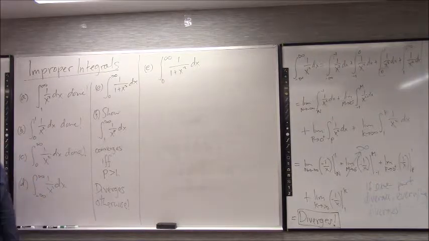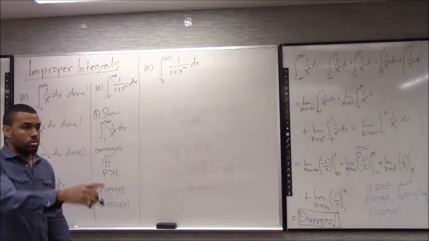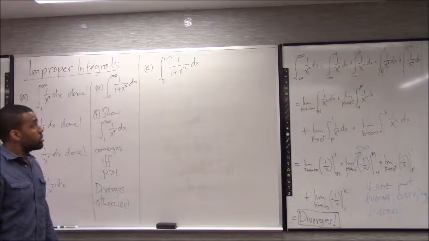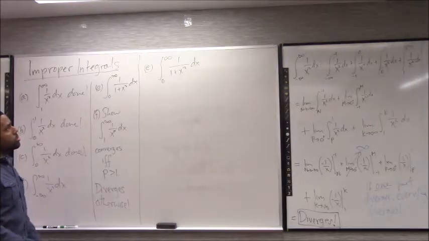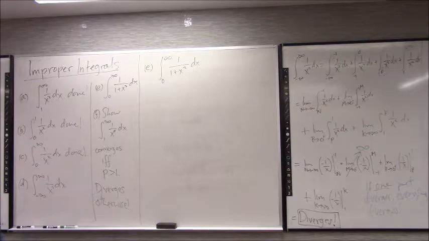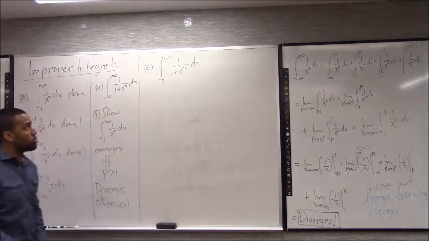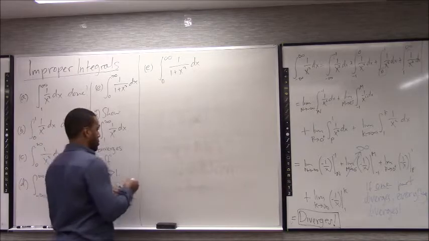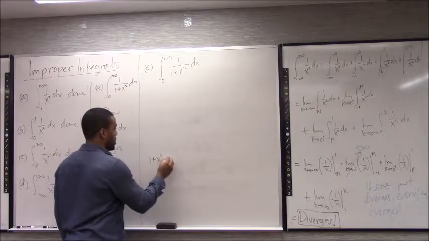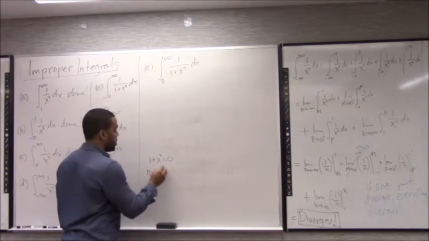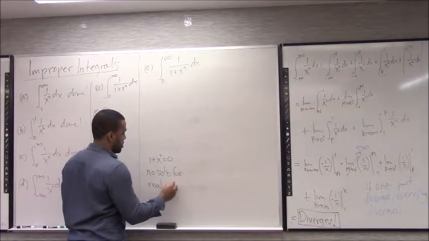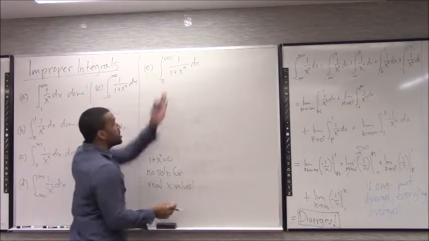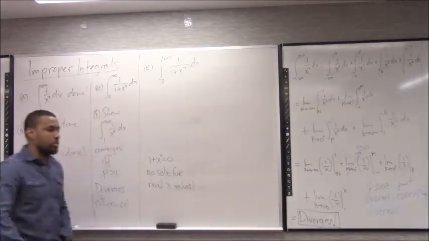Yeah, but how would we do this one? What are the issues here? Yeah? Ahmed? It's improper because it's undefined at 0. It's not undefined at 0. Oh, wait, because I have a 1 plus x squared. Where is 1 plus x squared 0? Never. Yeah, 1 plus x squared equals 0 has no solution for real values. So the function itself doesn't give us a problem.